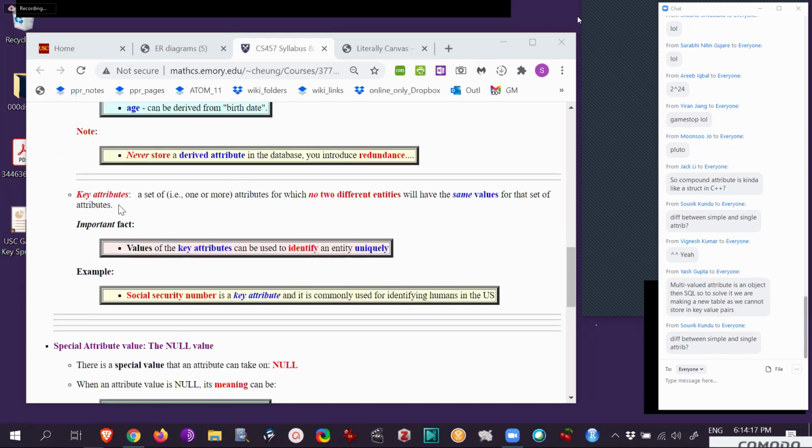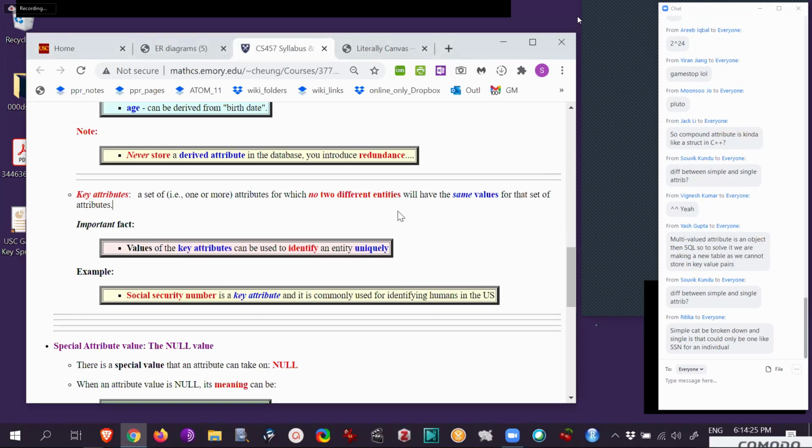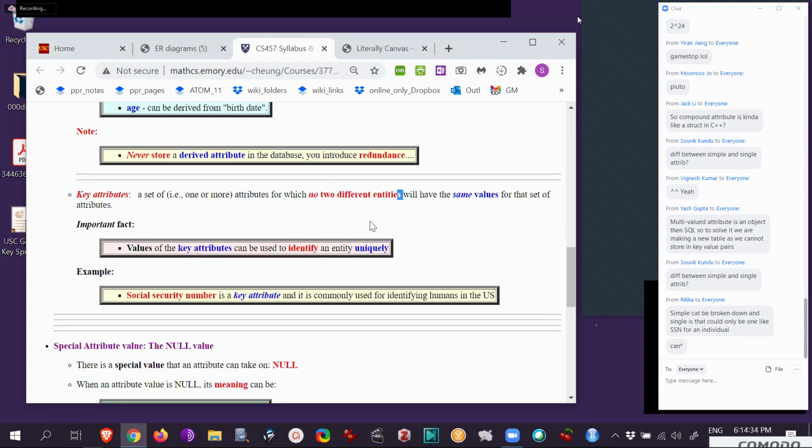Key is really the only one, a column or a bunch of columns where no two rows are the same. This is wrong, right? Not two entities, two entity instances. That is incorrect, okay? Because entity is the whole table. What they're saying is no two different rows. So please say rows or entity instances.